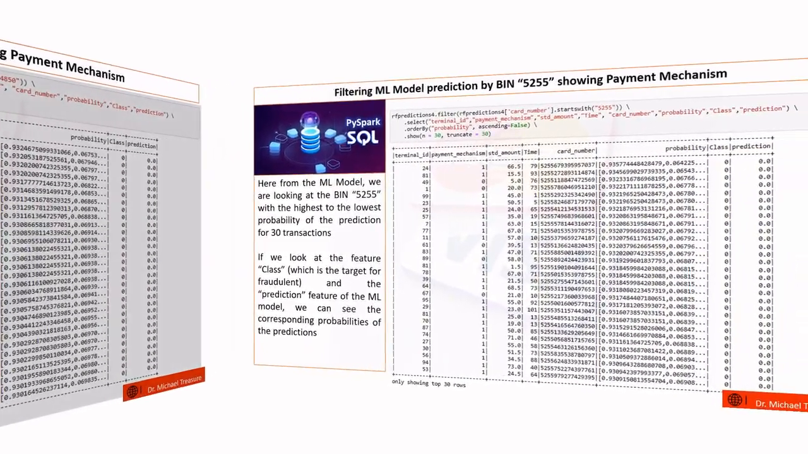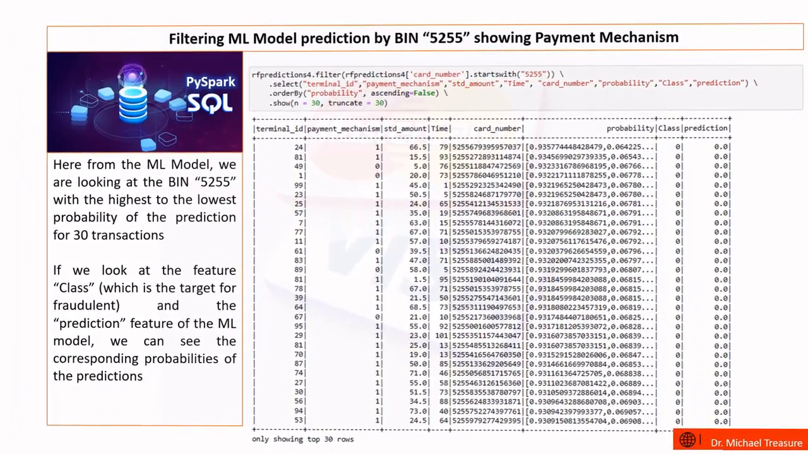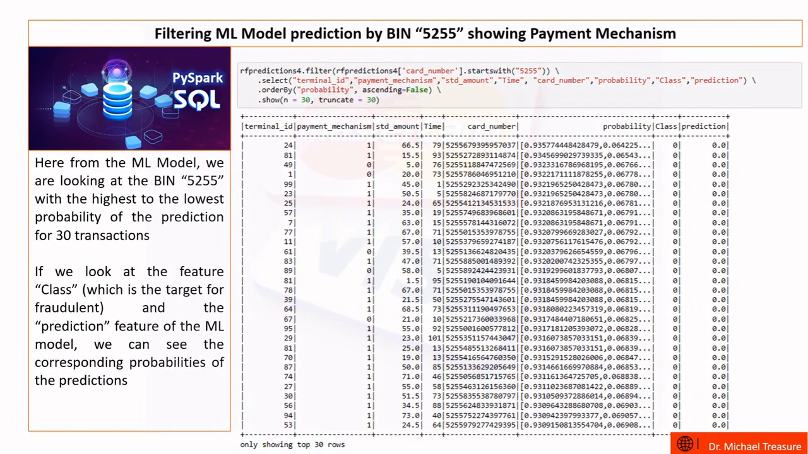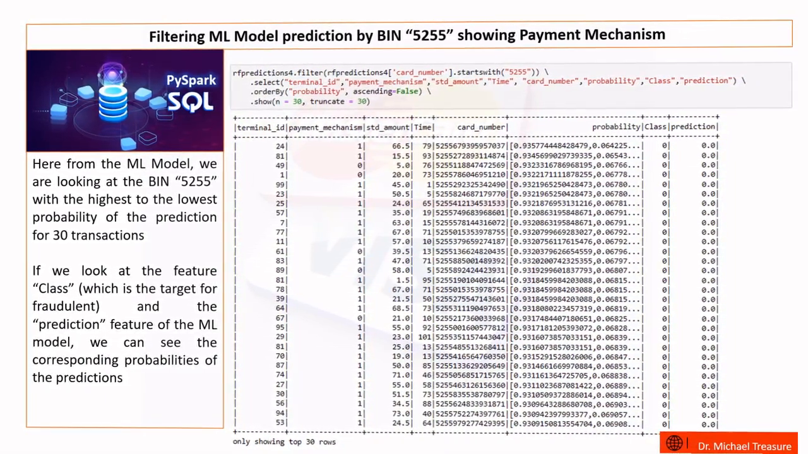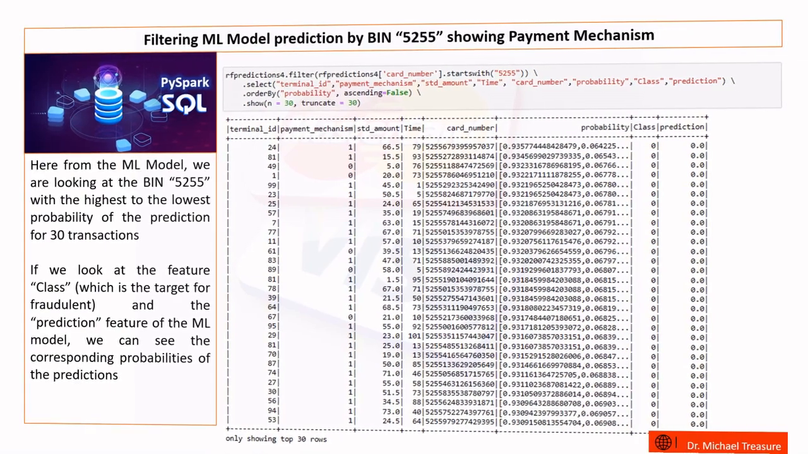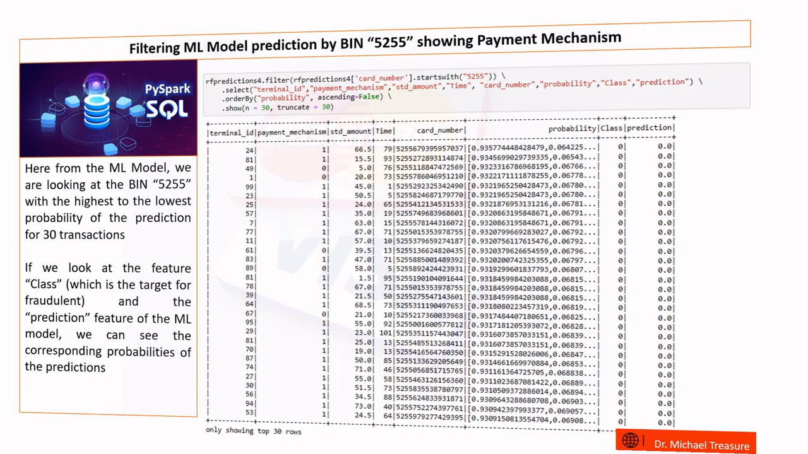Here is a similar query as the one previously shown, but with the focus now on the other bin. In this query of the ML model, we are looking at the bin 5255 with the highest and lowest probability of the prediction for 30 transactions.